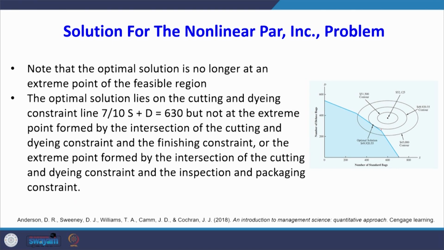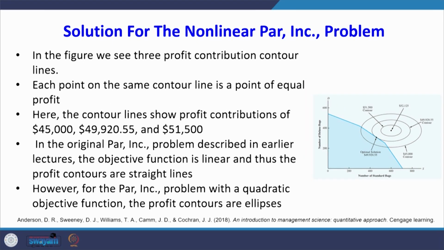So, what we are understanding here is that the optimal solution need not lie on the intersection points or corner points. The optimal point may lie anywhere. Sometimes the optimal point may lie inside the feasible region also, that we will see in the next slide. In the figure we see 3 profit contribution contour lines. These ellipses are nothing but contour lines. The meaning of a contour line is that all the points on the contour line provide the same value of the objective function. So, each point on the same contour line is a point of equal profit.